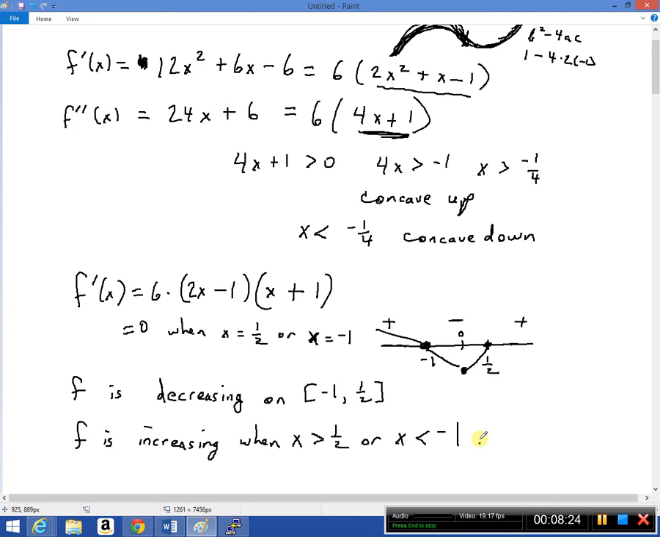I suppose, sometimes they ask you to use interval notation. So increasing on the interval from 1/2 to infinity, or less than -1, so minus infinity to -1, like that, and decreasing on that interval. Okay, and we've already got the concavity taken care of. So that's it for that particular problem, and that's really it for quiz number 24.